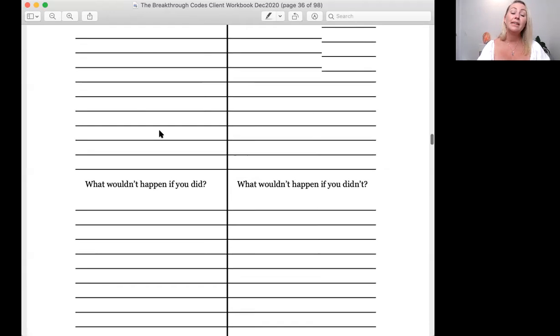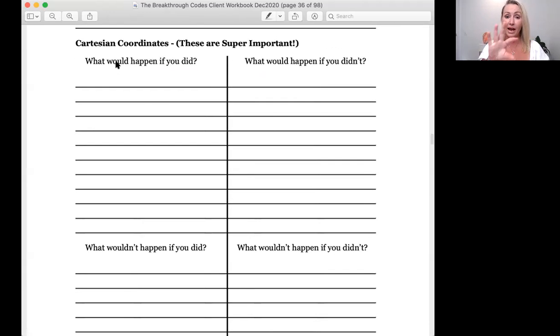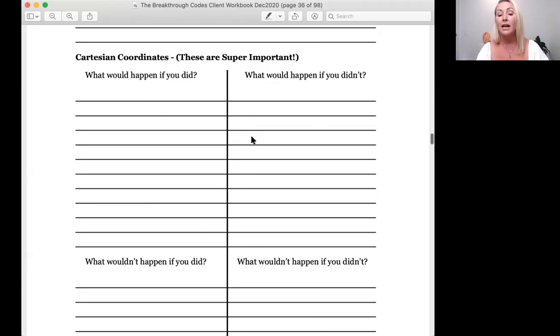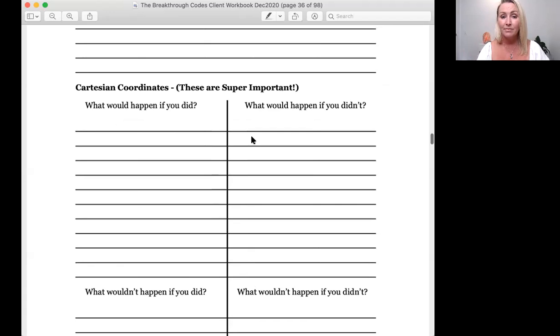Okay, so when you're eliciting this, you're going to have to draw it out, especially when we get to these questions here, because they're a little bit of a mind mess up, especially these 2. So what would happen if you did? What else? And what else? Keep getting as many as you can until they're like, that's it, cool. And what would happen if you didn't? What else? What else? Just keep eliciting, keep drawing it out by asking what else.